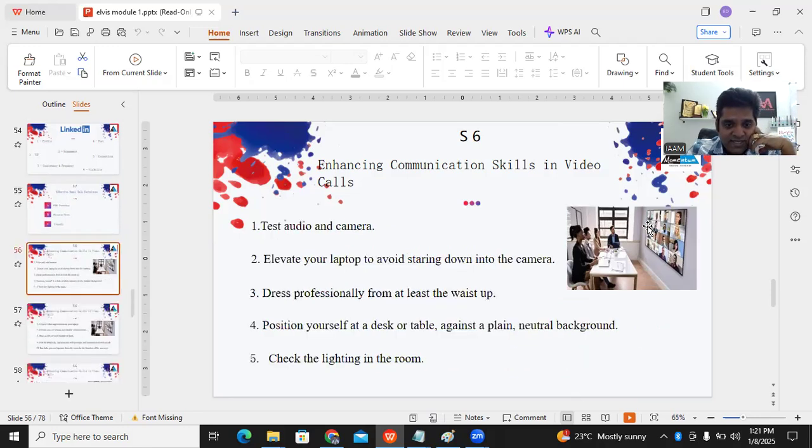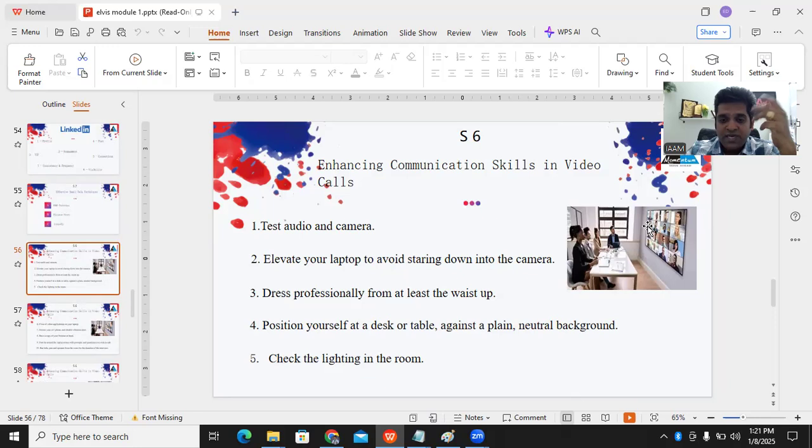So these are all the basics that need to be followed. Test your audio, elevate your laptop, dress professionally, position yourself at a desk or table against a plain background. You can use virtual backgrounds also, but best is to have a plain background, because virtual background reduces the trust, because your client is imagining where you are sitting. Are you sitting in a restaurant and having the meeting? So having a natural background like this increases the trust that yes, you are in a professional setup and you are completely committed and dedicated to the conversation.